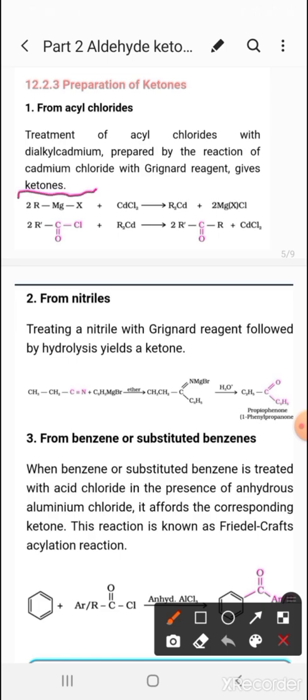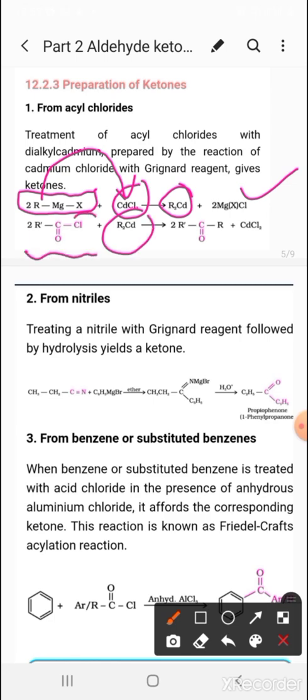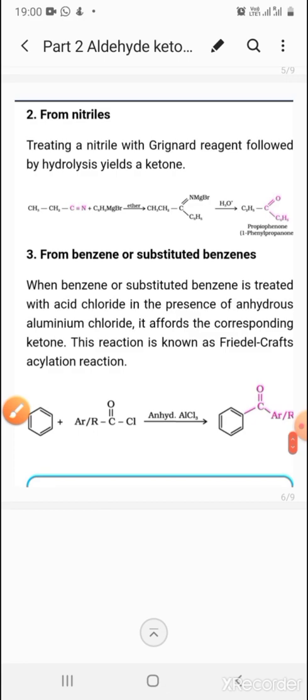See, here is the Grignard reagent RMgX. It is reacting with cadmium dichloride, or cadmium chloride. So what is happening is that the R is replacing the chlorine on cadmium, forming R2Cd and MgXCl. This R2Cd, when it reacts with the acyl chloride, the Cl is replaced by the R. So you can see R-CO-R, the formation of the ketone, and CdCl2 will move away. Now next is from nitrile.